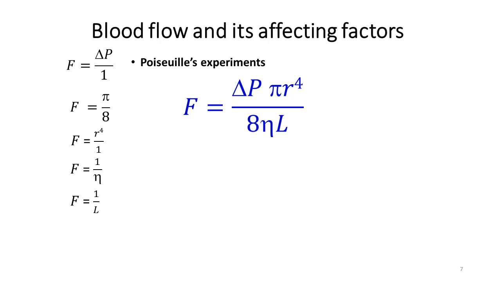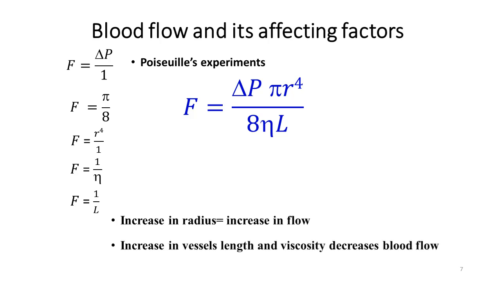Finally, he created this equation based on these experiments and added 8 to the bottom of the fraction and pi to the upper part of the fraction. And we can say an increase in radius could increase flow. Increased vessel length and viscosity reduce blood flow. So we can change radius, viscosity and length of vessels to change the flow.